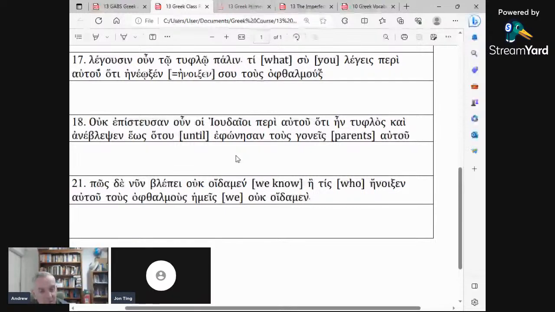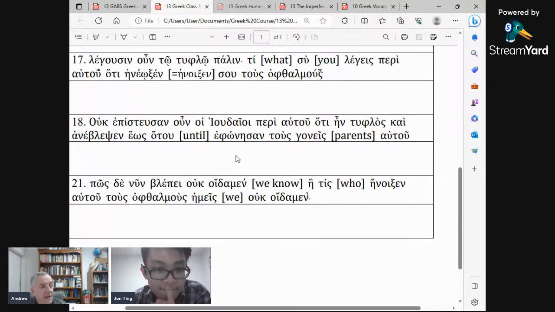And then it's tous goneis, which is parents. His parents. Until they call his parents. So put the whole sentence together. Therefore the Jews did not believe about him who was blind and saw again, until they called his parents. Correct. Very good.